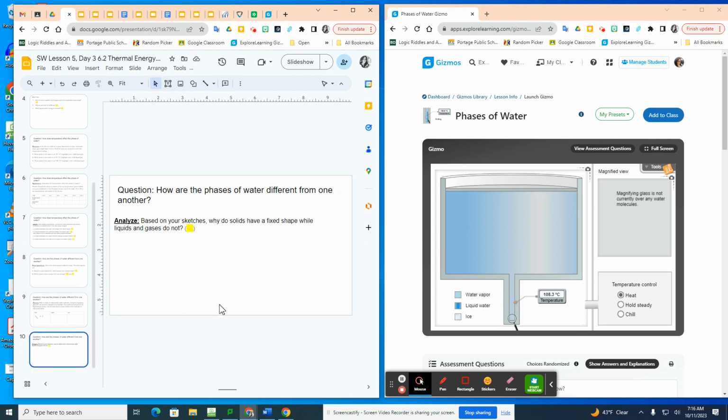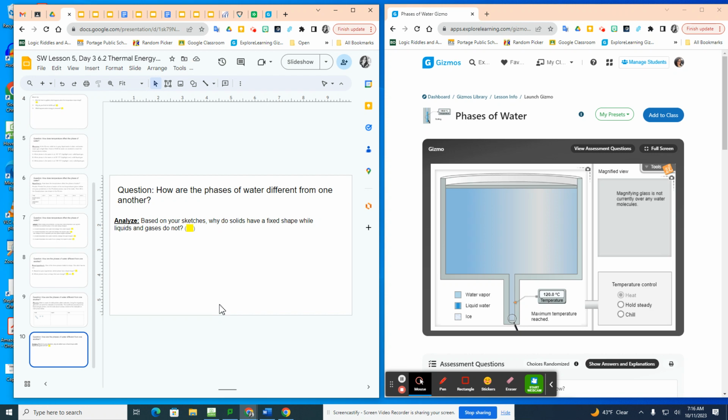And then slide number 10, how are the phases of water different from one another? So based on your sketches, why do solids have a fixed shape? So think about an actual solid. So think about your desk, your chair, the door, your, I don't know, pencil, anything that's a solid. Why do they have a fixed shape? Does it have something to do with how the particles are arranged?